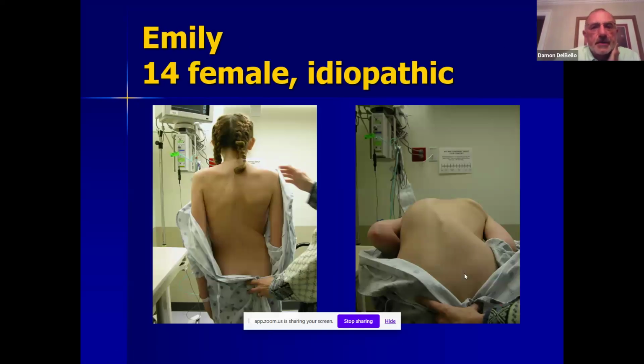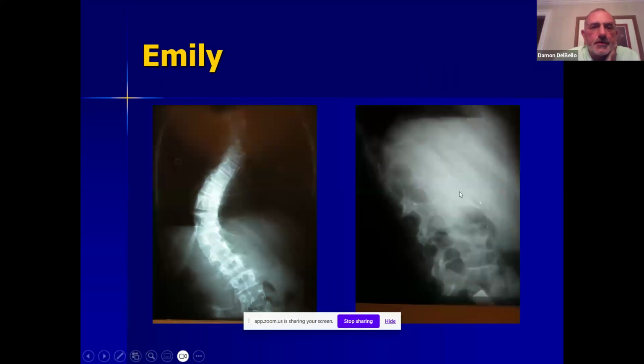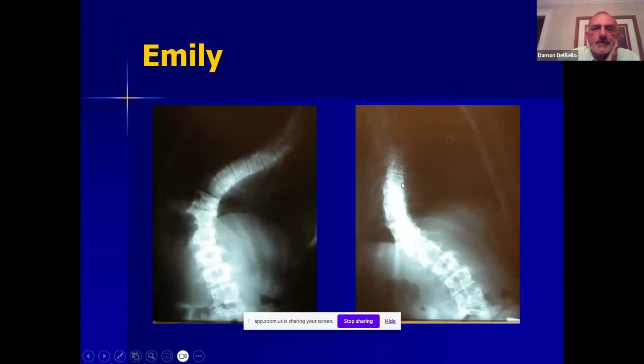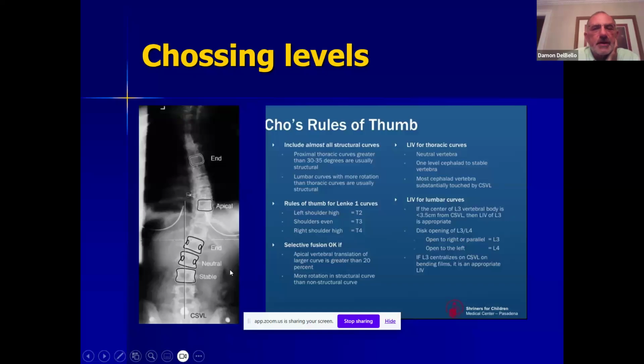So let's go back to Emily. We saw her before, and here's her curve. She has about a 70-degree curve, and it's a stiff curve. It doesn't want to bend out at all. Why do we do the bending? This is a surgical exercise in order to determine how low we need to extend our fusion. And we'll get into that. And this has to do with choosing levels.